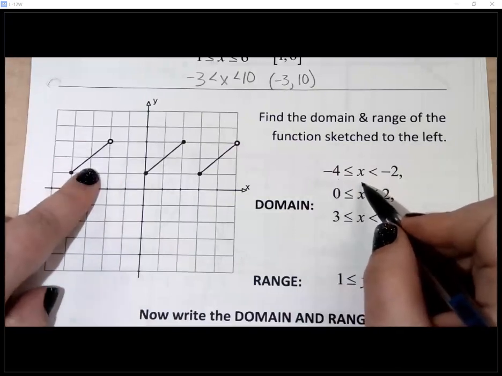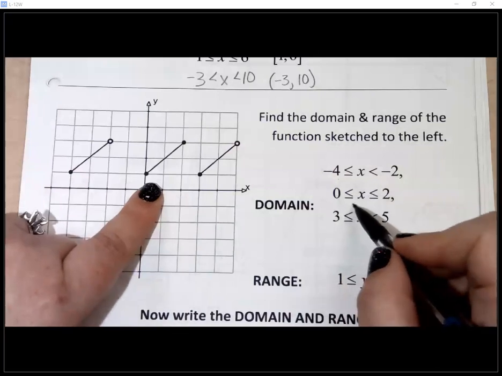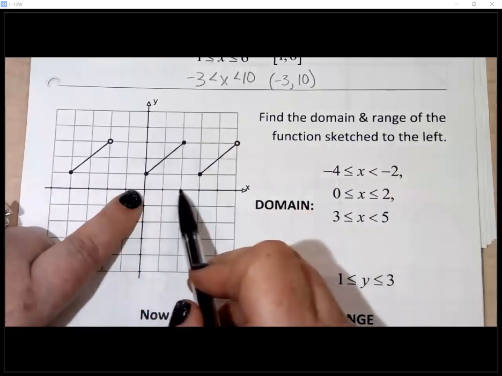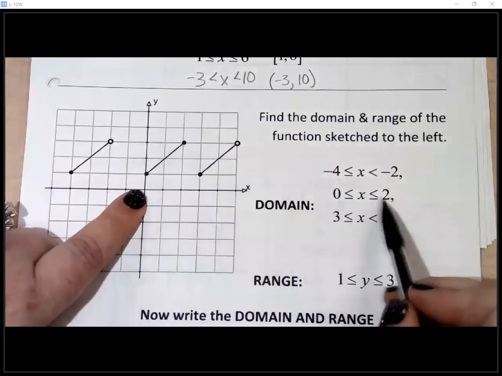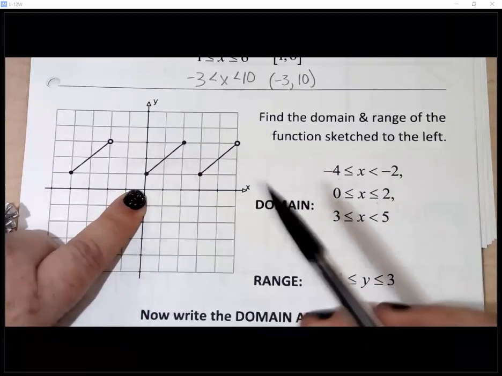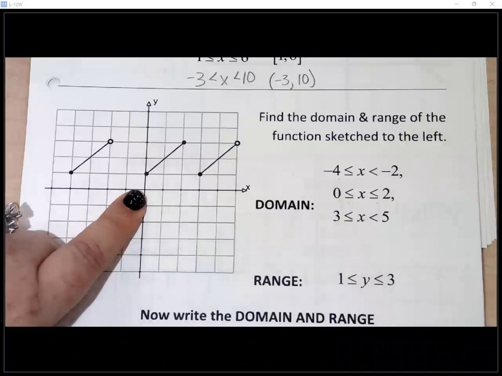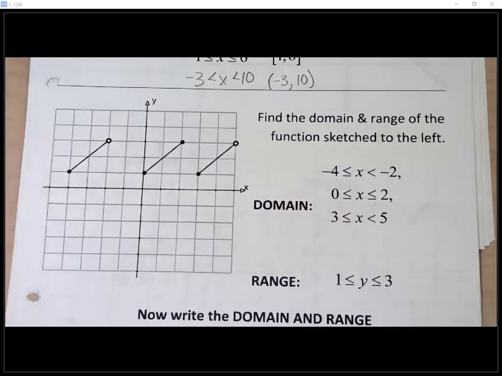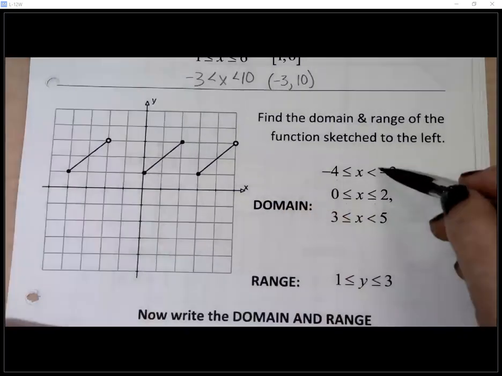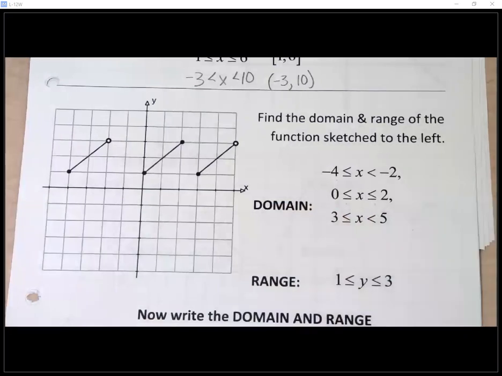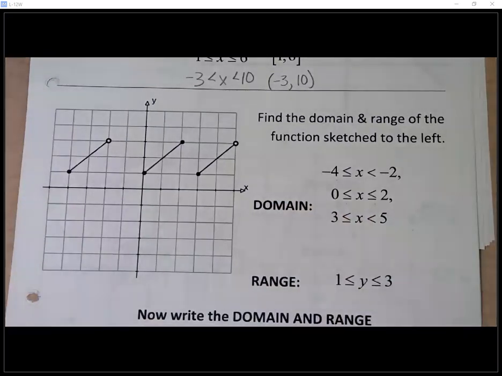Then my next part of the domain goes from 0 all the way up to 2 on the x-axis, right? 0 to 2 are covered. There they are. Lines underneath, because I do have solid dots at both. So I do have a value at 0 and I do have a value at 2. And then the last piece between 3 and 5, but I don't include the 5 because I don't have a value there. So what I would like you to do is now turn this into interval notation. So go ahead and write right next to it. See if you can turn those 3 pieces into interval notation.